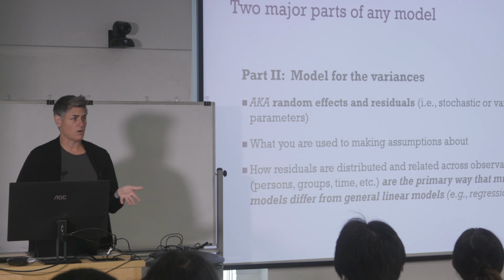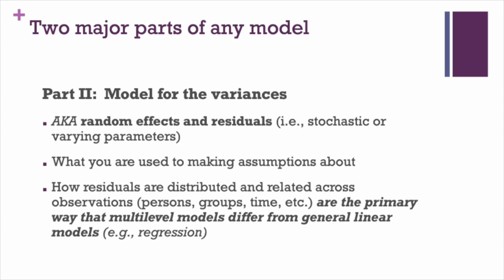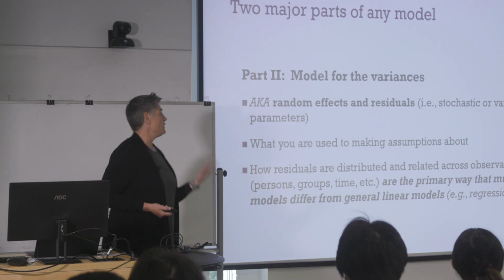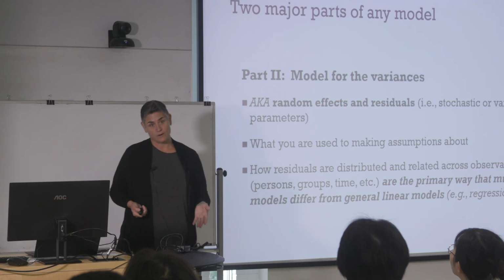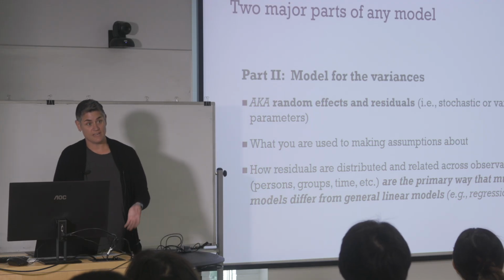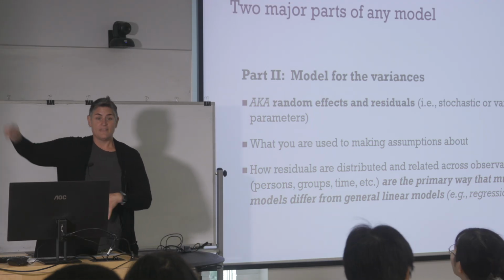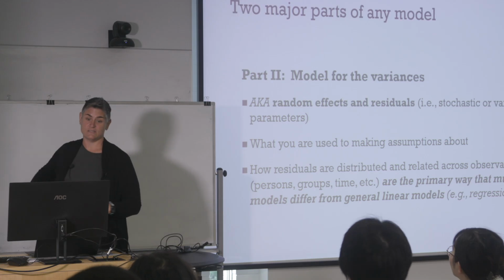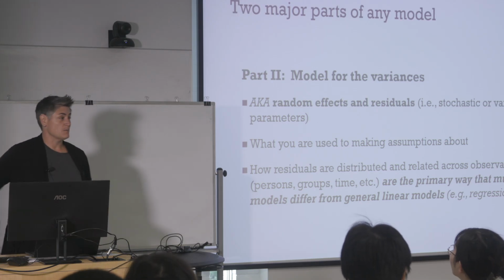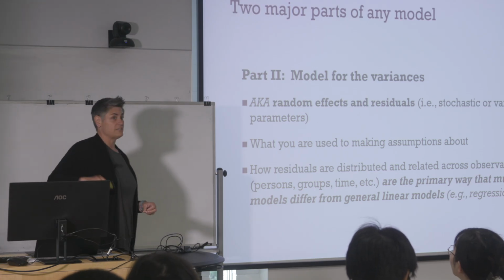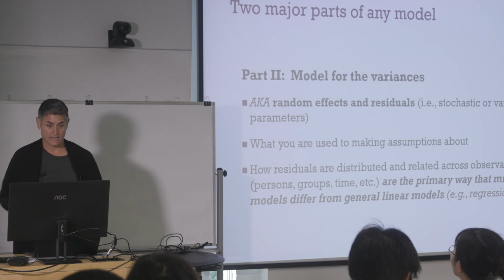There's another part of the model that we usually just ignore. Or if you're a good scientist, you'll test some assumptions about it, but we don't really care much about it beyond that. And that's the model for the variances. So these are called random effects or residuals, errors, and we can call these stochastic or varying parameters. These are all sort of words for the same thing. And it's just the part of the model that's the variance that we just tend to care less about. And we often just make a lot of assumptions about it. And if we're doing a good job, we'll test those assumptions. But other than that, we don't really care about them.